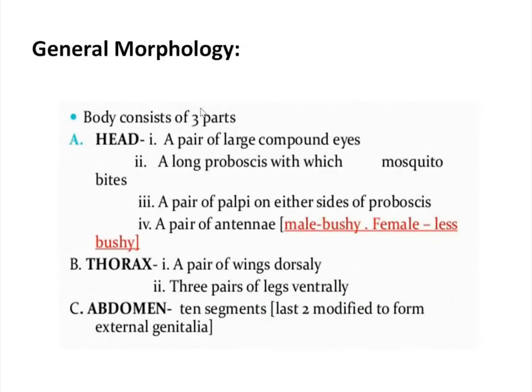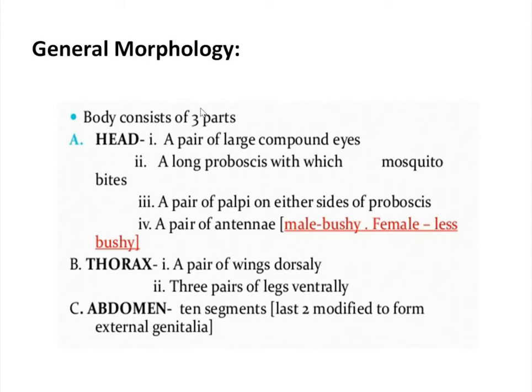Next, coming to the general morphology of the mosquitoes. As I told you, in the insecta the body is divided into three parts: head, thorax, and abdomen. The mosquito comes under insecta, so it is broadly classified into head, thorax, and abdomen. The head contains a pair of large compound eyes and a long proboscis. This proboscis helps for biting. Next, it contains a pair of palpae on either side of the proboscis, and a pair of antennae.